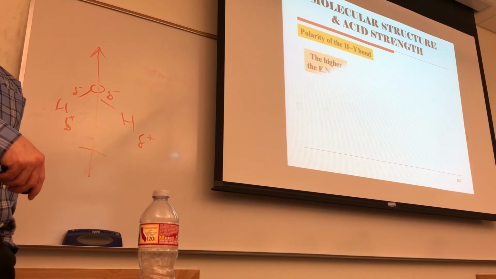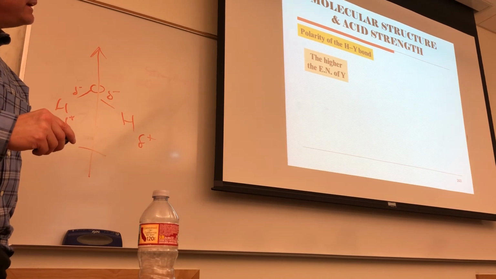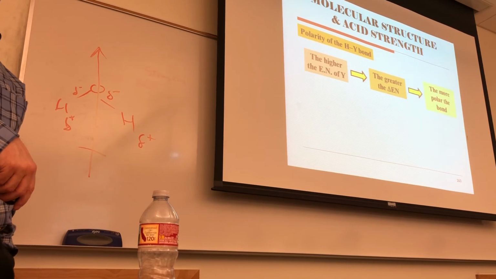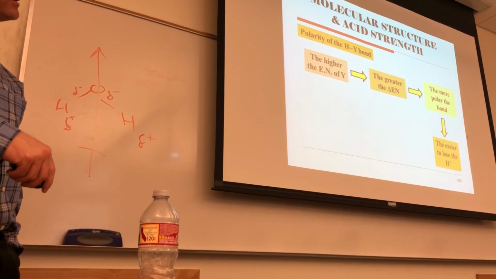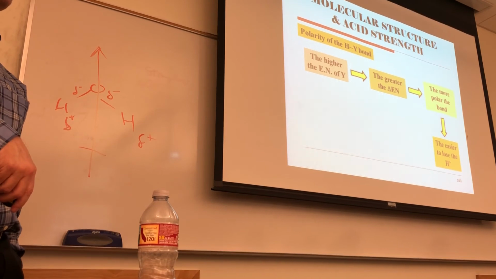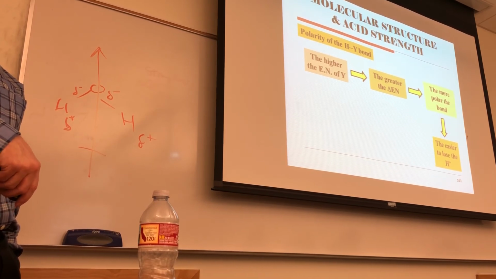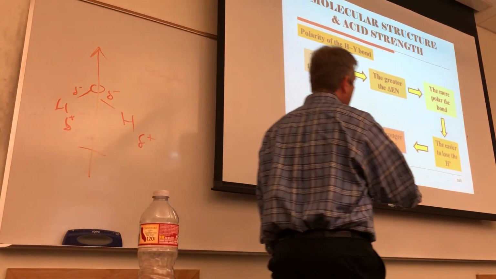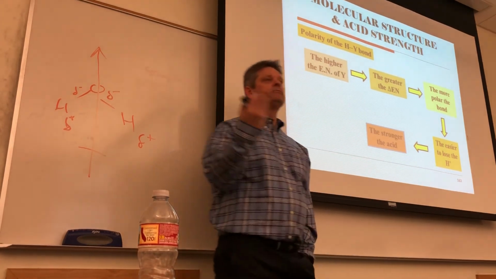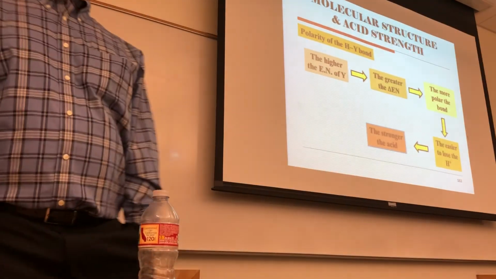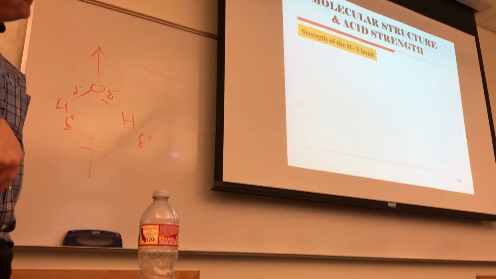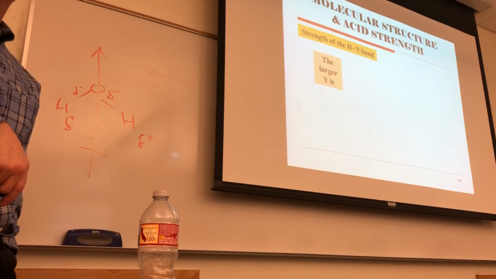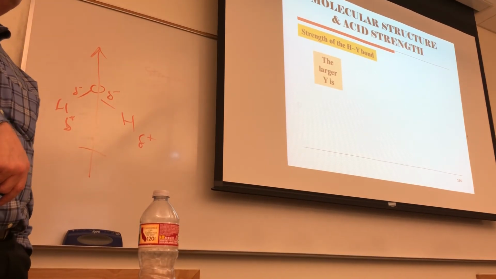Here's for the strength. The higher the electronegativity of Y, the greater the change in electronegativity. The more polar the bond, the easier it is for the proton to come off. Nothing new there. That's exactly what we learned when we learned polarity in Chem 101. And the easier this comes off, the stronger the acid. That's a very simple concept. Nothing new to what you already know. Now, the strength of the HY bond, once again, you're going to remember this from the periodic properties section in Chem 101.